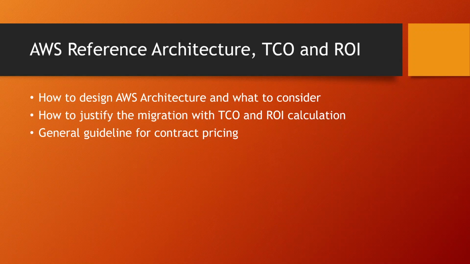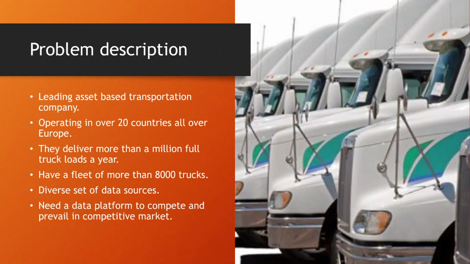And from this point on, we can jump straight into the problem. The problem at hand is a fictional company. It's a logistics company that basically transports stuff all over Europe. So it has operations over 20 countries and delivers million full truckloads every year, with a fleet of over 8,000 trucks. All of this information should help us understand that this is a big operation, and potentially they have a lot of on-premise infrastructure that needs to be migrated.